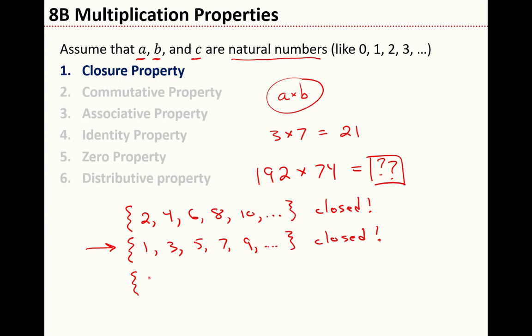How about something like 3, and then I'll double: 3, 6, 12, 24, 48, forever and ever. Is that set closed under multiplication? No, it's not. Something like 3 times 6 is 18, but 18 is not in the set. Or even 3 times 3 is 9, and 9 is not in the set. All right, so that's closure. The natural numbers are closed under multiplication.